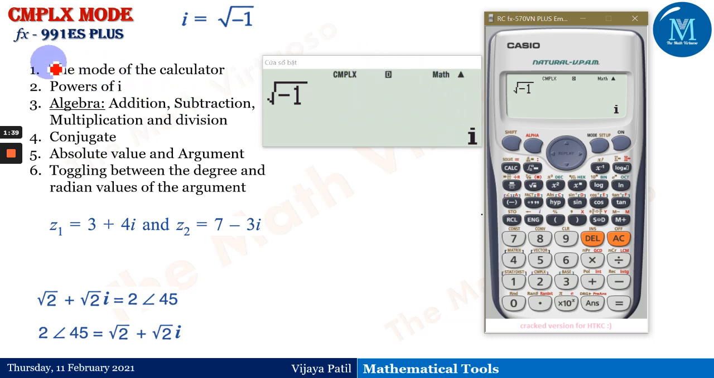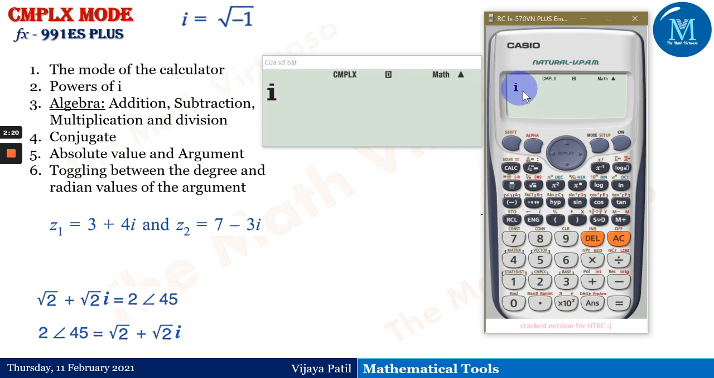I have given some guidelines for this particular session. The first is ticked, that is the mode of the calculator, and then you need to press 2. Next, the powers of i. Suppose, how do we enter i on the calculator screen? If you observe here, on this ENG button, there is a small i displayed, in the same color as the shift key font color. So it is Shift i.